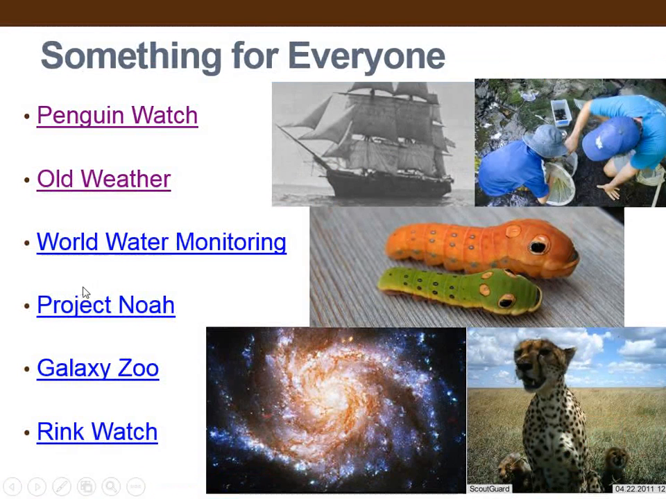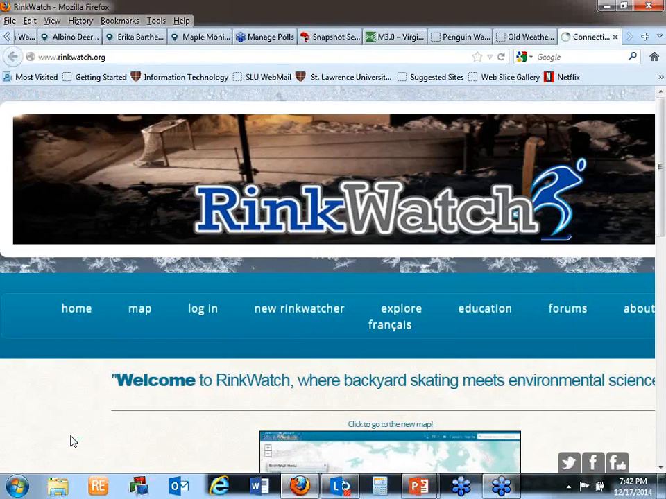Galaxy Zoo is similar to the Serengeti or Penguin Watch, where we've got spacecraft out in space collecting pictures of our galaxies, and you go through and identify galaxies. This is a really fun one for hockey fans.